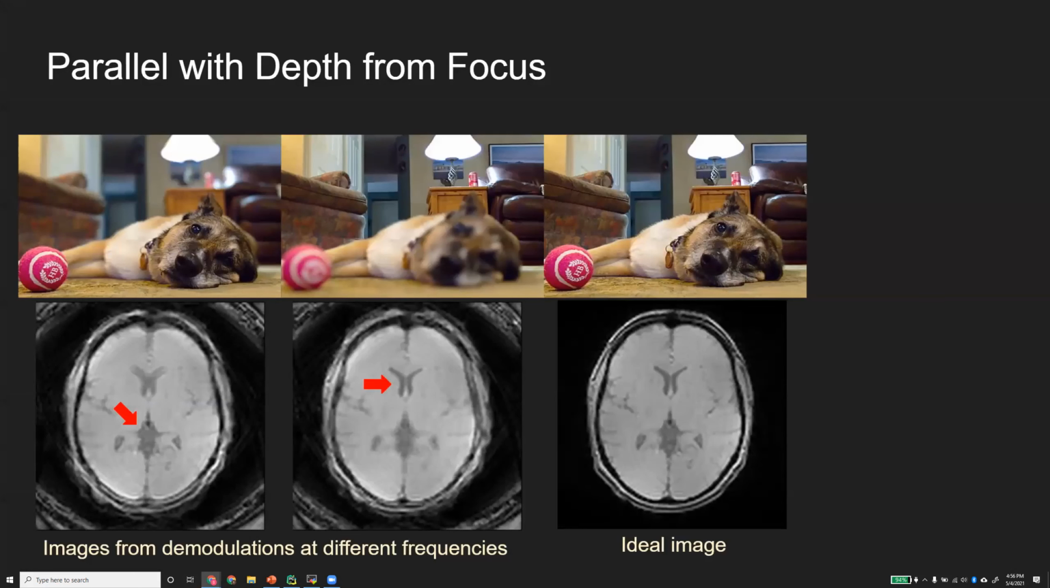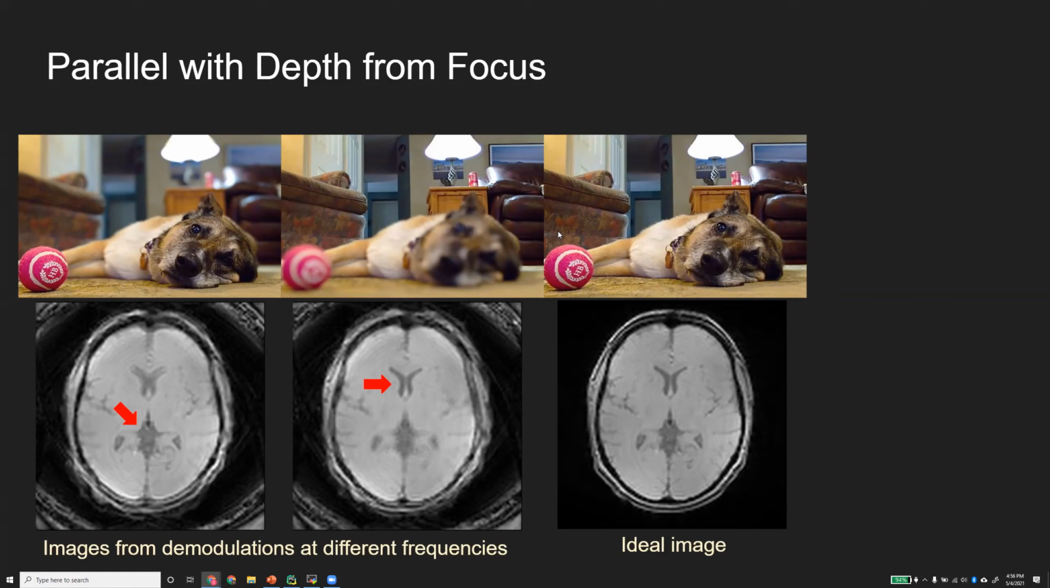And so this actually has a parallel in normal imaging with focal depth. Basically, you can see in the top, at different focal lengths, different parts of this image come into focus. So here the dog is in focus, and in the next image, the background's in focus. And ideally, you'd want an image where everything was in focus and everything was sharp.